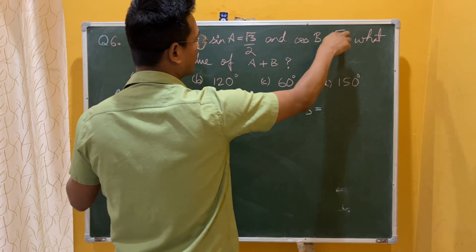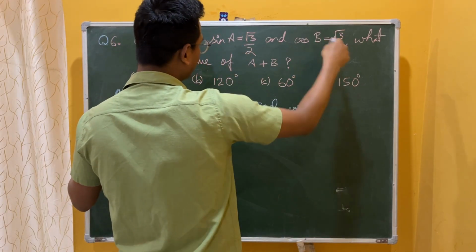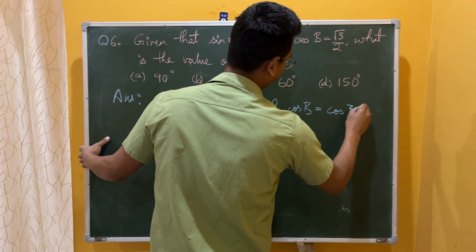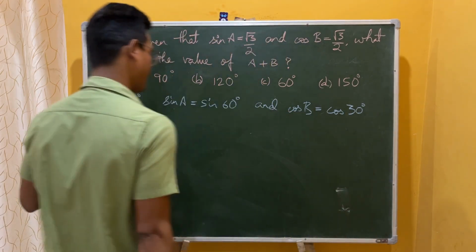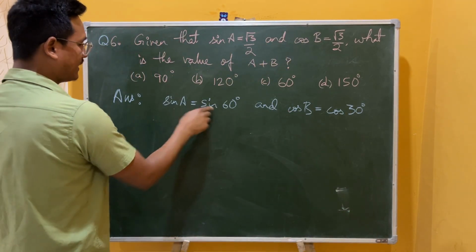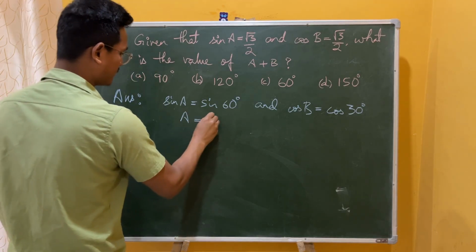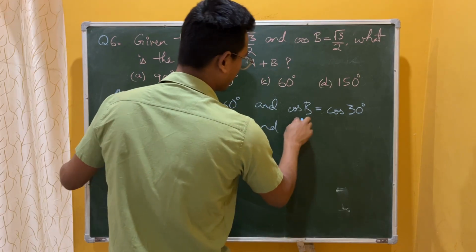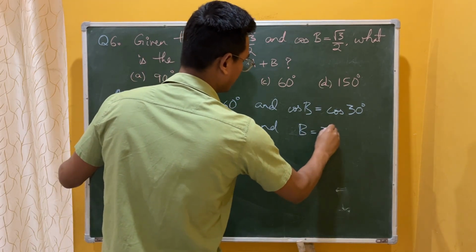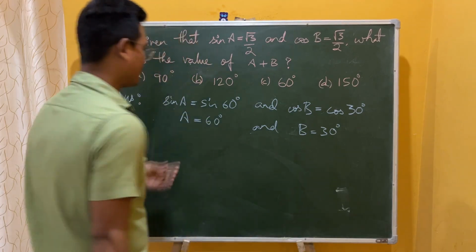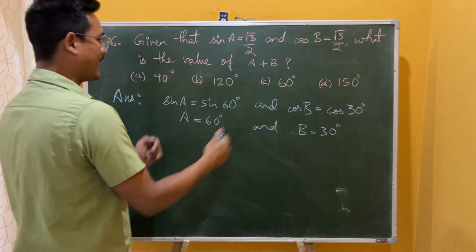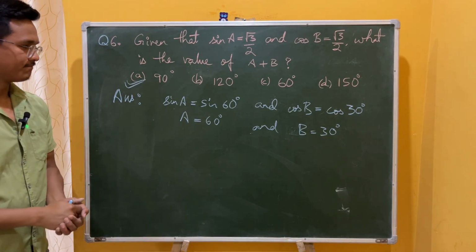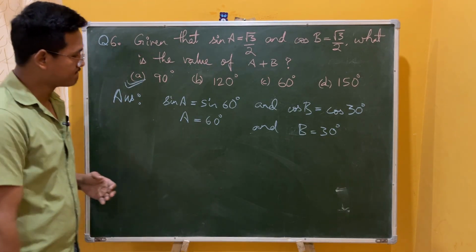So cos B equals root 3 by 2. If I write this in terms of cos, then it is cos 30 degrees. So sine and sine get cancelled. So A equals 60 degrees, and cos and cos will get cancelled, and B equals 30 degrees. So A plus B equals 90 degrees. So this is our correct answer. Simple as that.